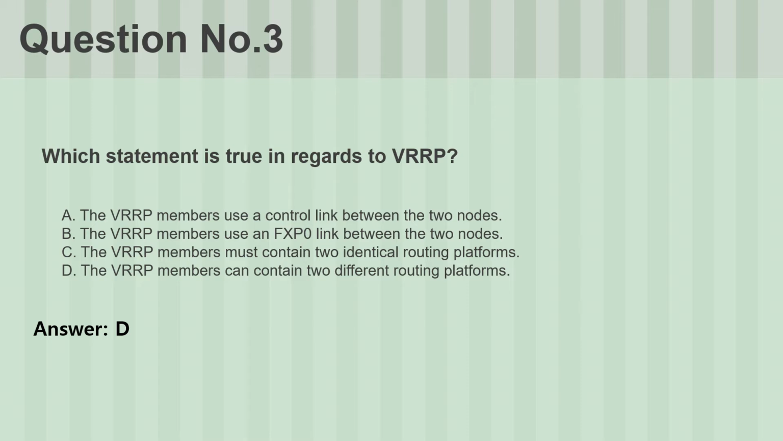Question number 3. Which statement is true in regards to VRRP? A. The VRRP members use a control link between the two nodes. B. The VRRP members use an fxp0 link between the two nodes. C. The VRRP members must contain two identical routing platforms. D. The VRRP members can contain two different routing platforms. Answer D.